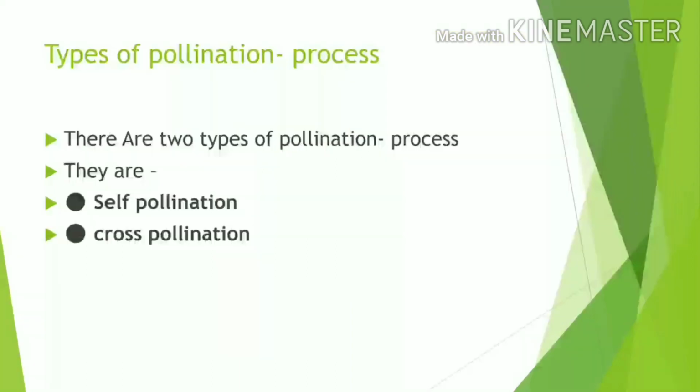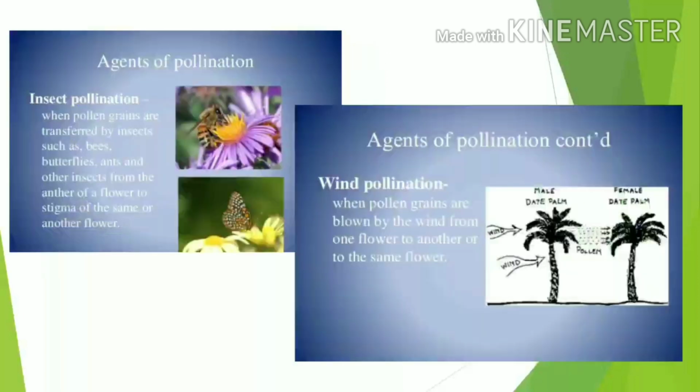There are two types of pollination process. They are self-pollination and cross-pollination. In standard 6th, you will get to know about this process in detail. So there are different kinds of agents who help in the pollination process. They are insects, they can be bees, they can be butterflies, ants and even birds. And wind is also an agent of pollination.